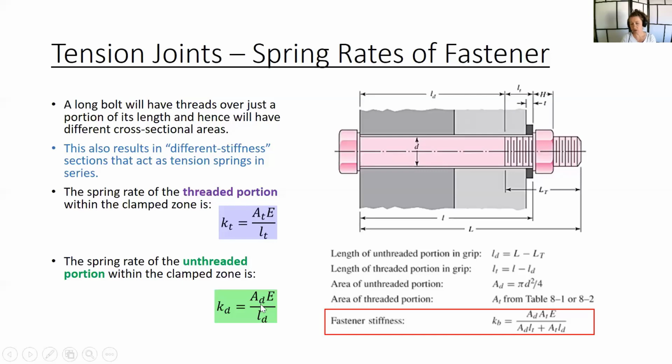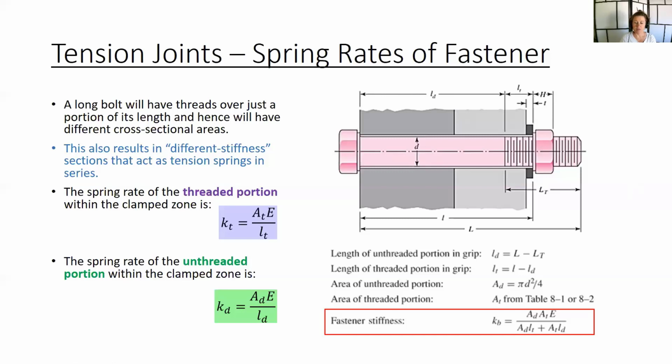The green box shows the spring rate of the unthreaded portion within the clamped zone. KD is the spring rate, AD is the total cross-sectional area, E again is the modulus of elasticity, and LD is the length of the unthreaded region of the bolt, again within the clamped zone. We have LD and LT.